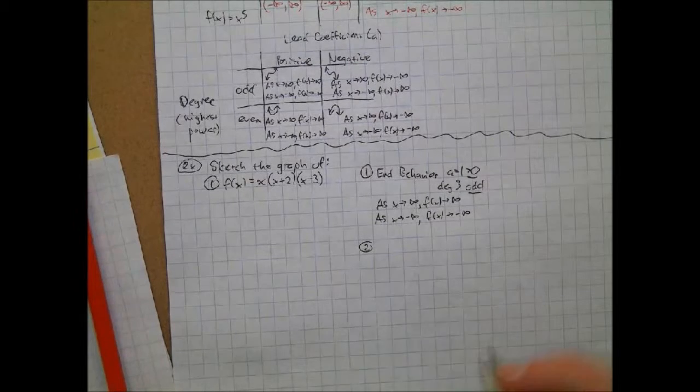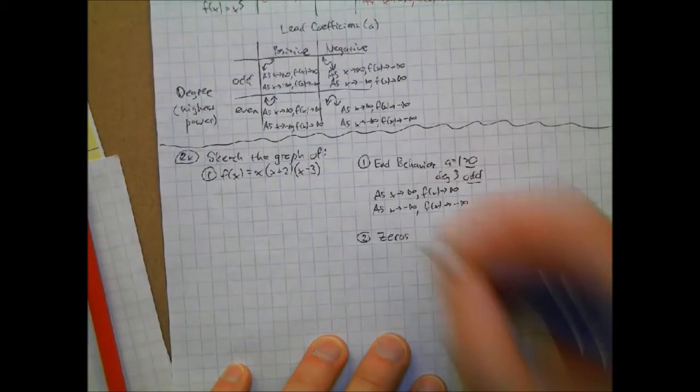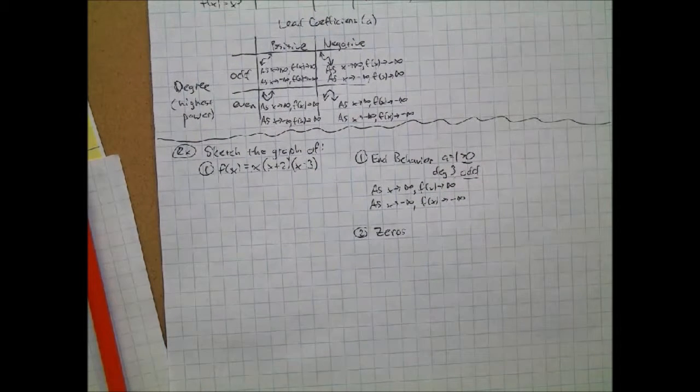All right, so then zeros. How do we find the zeros of a function? If we're not given the graph, how can we find the zeros of a function? What can we do? Set those things equal to 0.